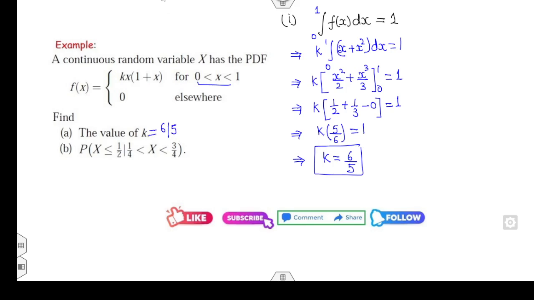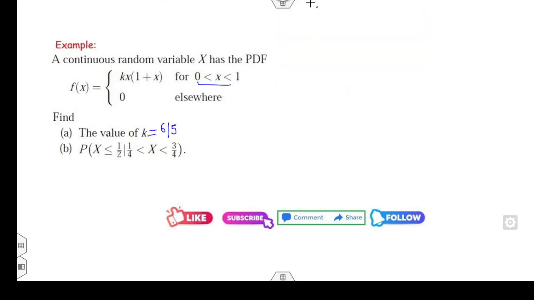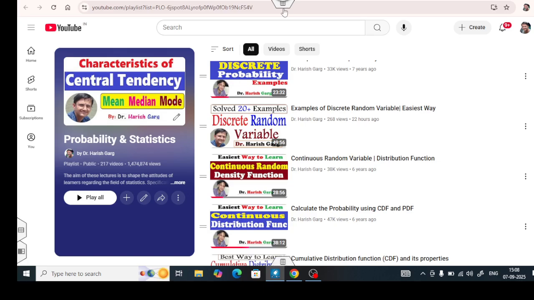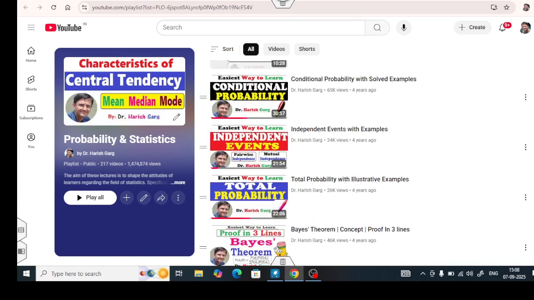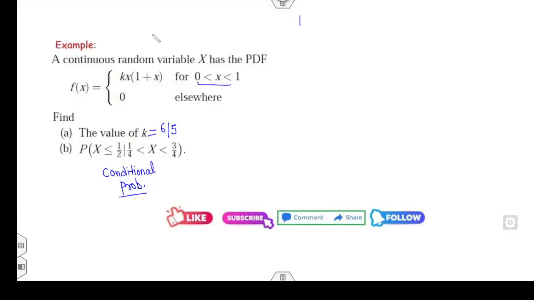Now look at the second part. The second part is defined as the conditional probability. As I mentioned in the lecture on the conditional probability for discrete random variables, how can you solve them? Firstly, I can write in general: A given B is defined as the probability of B in the denominator, and the numerator part is A intersection B.